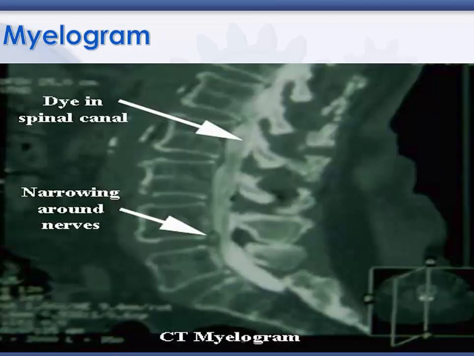A myelogram is a diagnostic imaging procedure done by a radiologist. It uses a contrast dye and X-rays or CT to look for problems in the spinal canal, including the spinal cord, nerve roots, or other tissues. It is also known as a myelography.